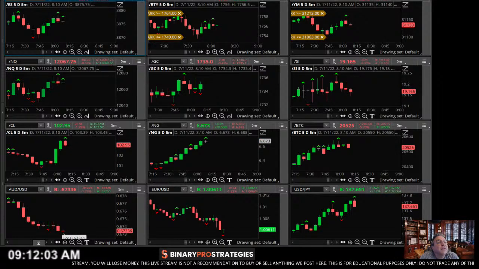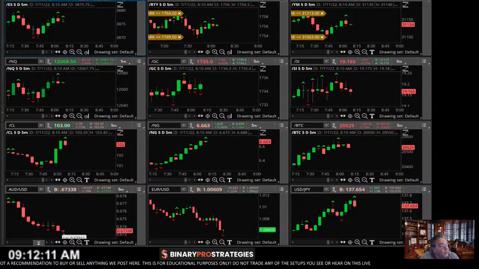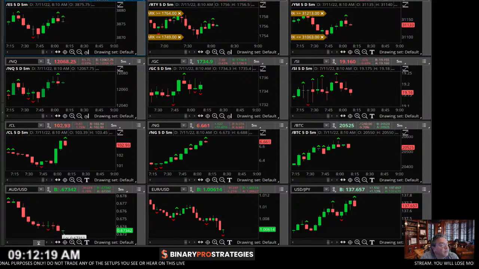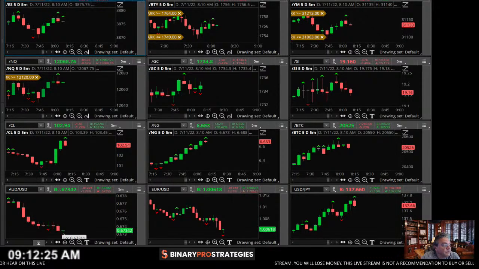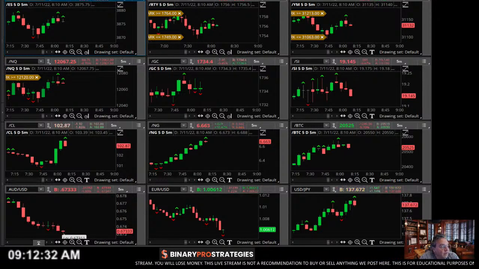Also getting a buy on the mini NASDAQ. Target on mini NASDAQ is going to bring us up to 121.20. 121.20 for a target. And if it doesn't hit target, it will reverse down here at 120.07 and a half.